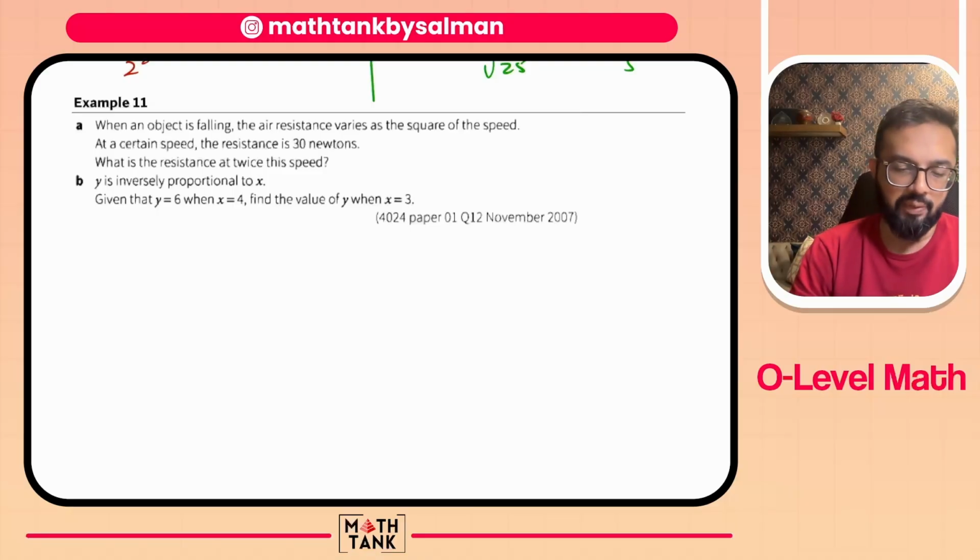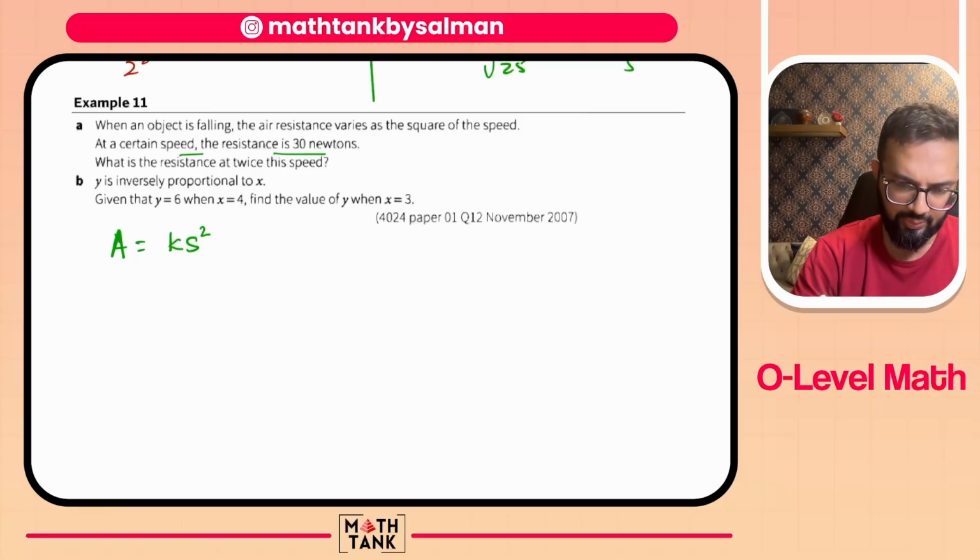Okay, example number 11 says when an object is falling, the resistance varies as the square of the speed. It's a direct variation question this time, as the square of the speed. So I'm going to write s squared. At a certain speed, the resistance is 30 newtons. What is that certain speed? Let's call that x. I don't know what x is though. What is the resistance at twice this speed? So now the speed is 2x.